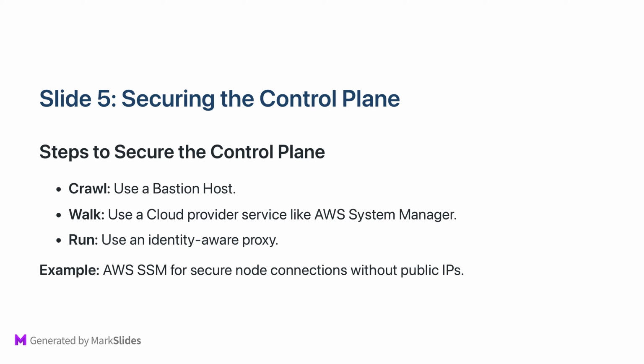3. Run. Use an identity-aware proxy. For advanced security, consider implementing an identity-aware proxy, which dynamically grants access to users based on their identity and context, not just network parameters. This zero-trust approach ensures that even if a user's device is compromised, it wouldn't necessarily grant inappropriate access to your control plane. This method offers granular access controls and integrates well with your existing identity management systems.